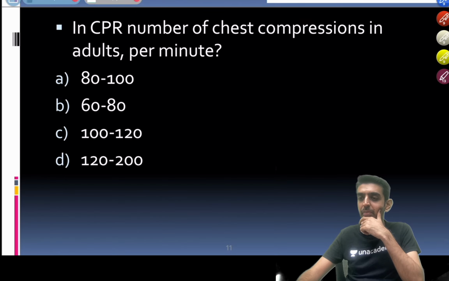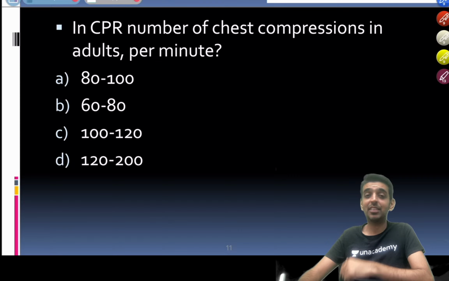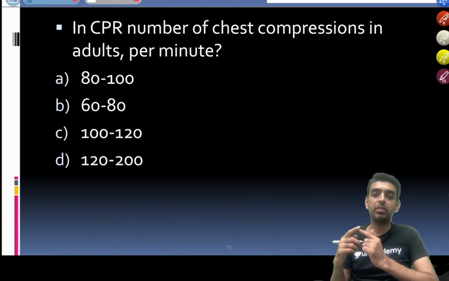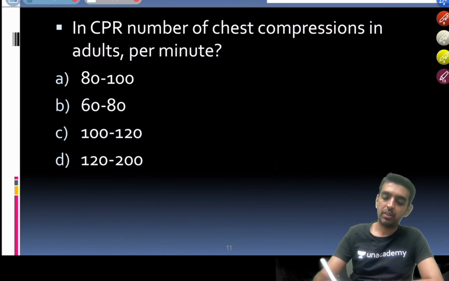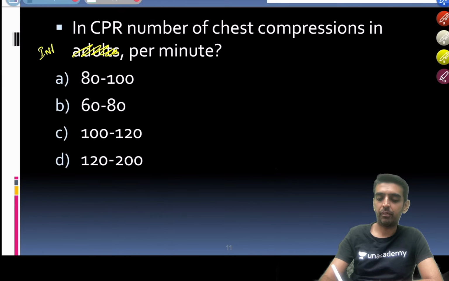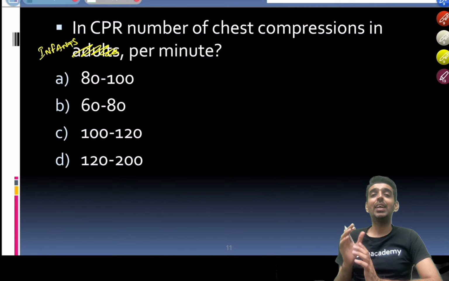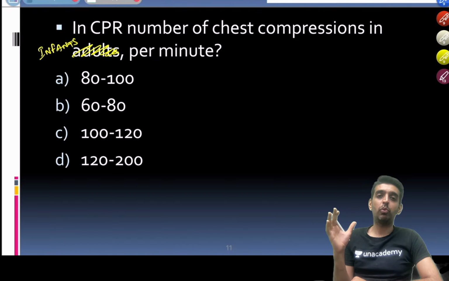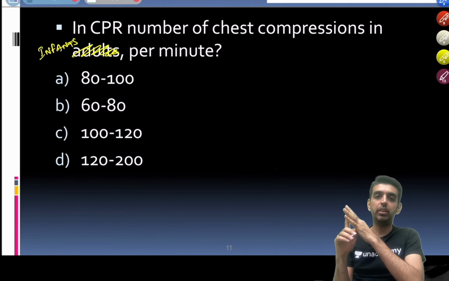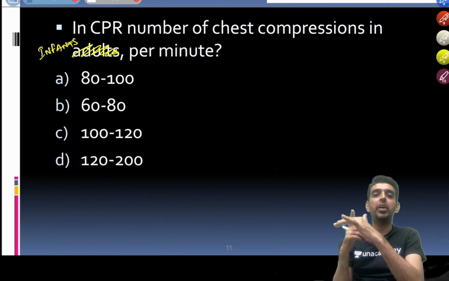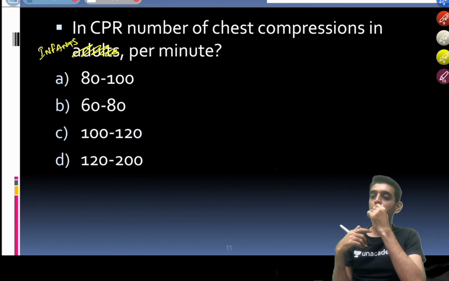Some people are saying option B, somebody is telling option C, right? Chalo, if I change the question and instead of adults, if I ask you infants, what would be your answer? Instead of adult, if I ask you in infants, the number of chest compressions in CPR would be 80 to 100, 60 to 80, 100 to 120, or 120 to 200, right? What would be your answer?